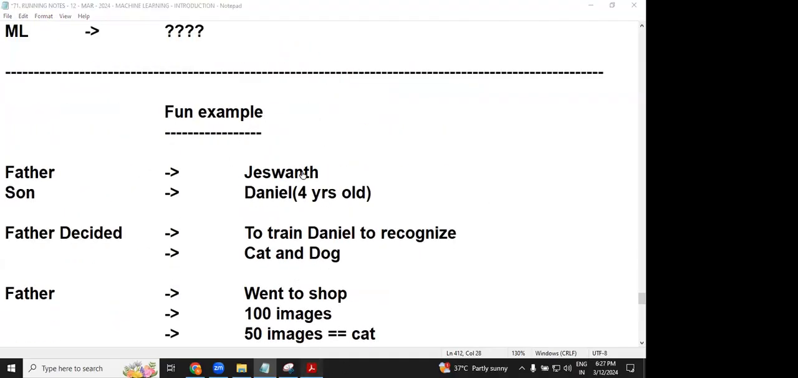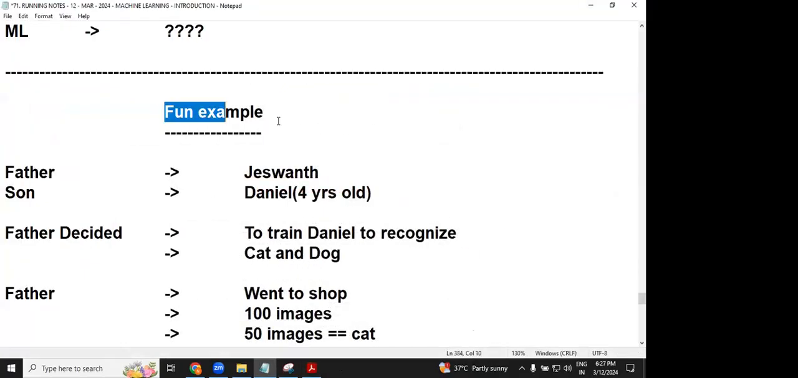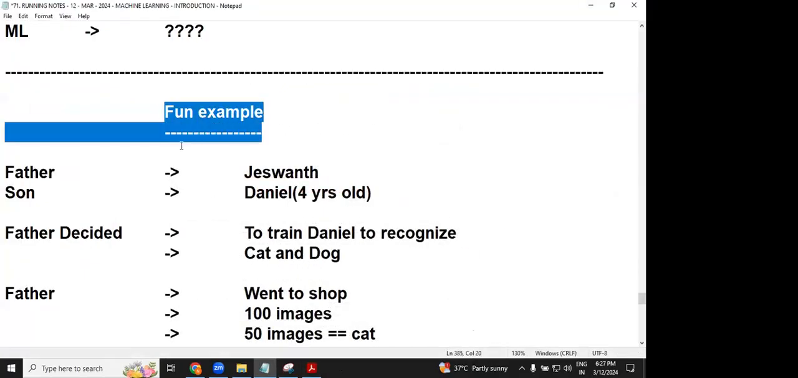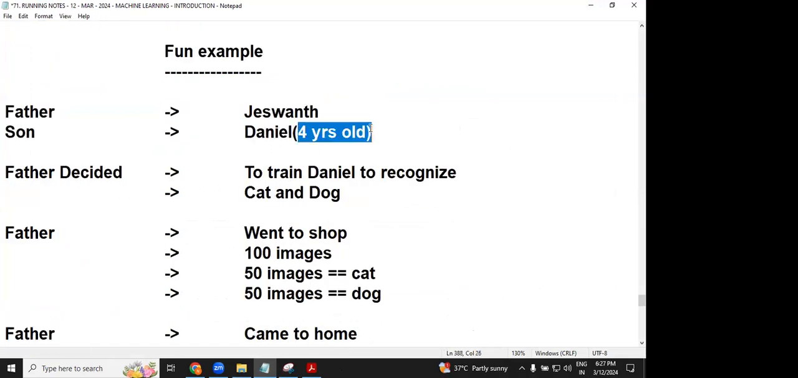What is the topic name? Machine learning terminology. Good. There was a small fun example, and this example is seriously interesting. My father's name is Jeshwant. My father has a son. The son's name is Daniel, and that is myself. I was 4 years old.